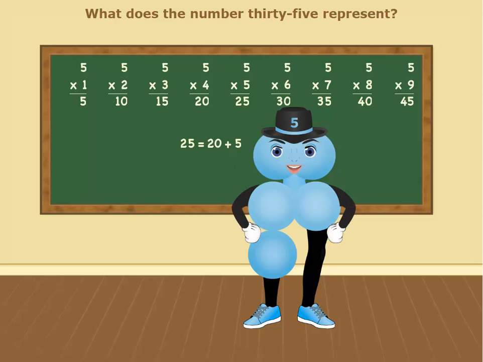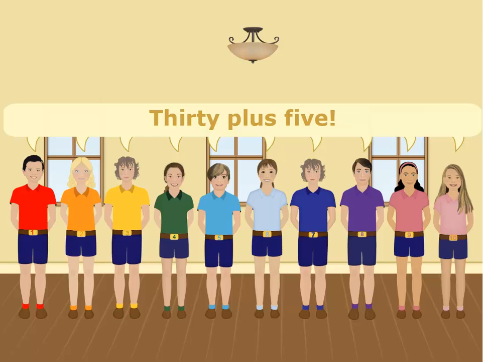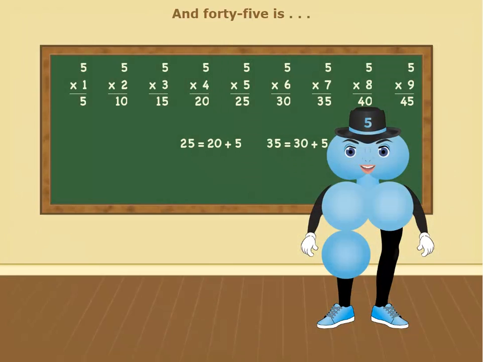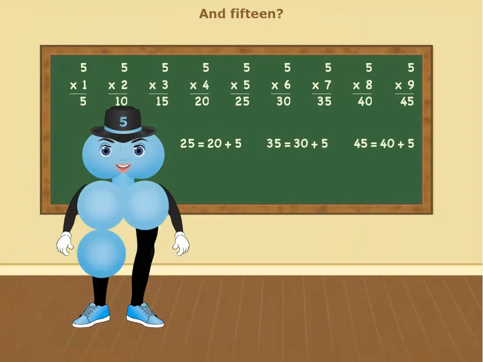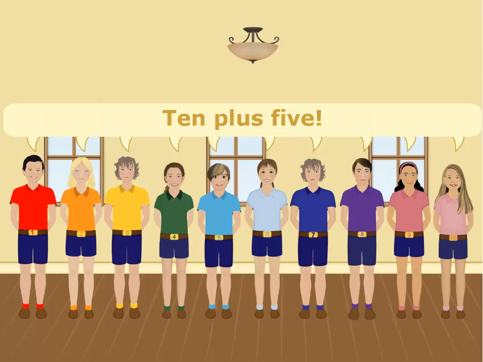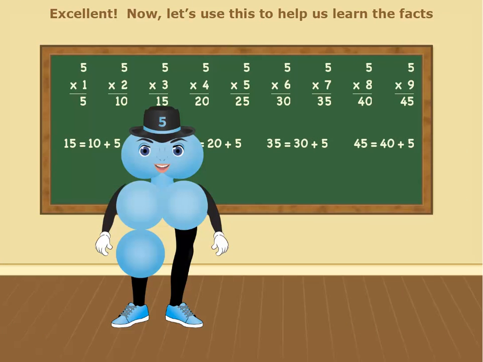What does the number 35 represent? 30 plus 5. And 45 is? 40 plus 5. And 15? 10 plus 5. Excellent. Now, let's use this to help us learn the facts where I have an odd partner.